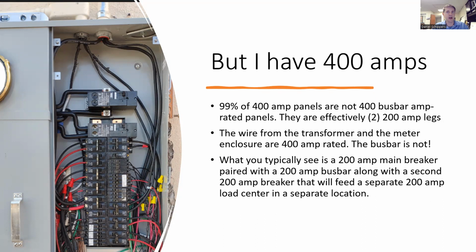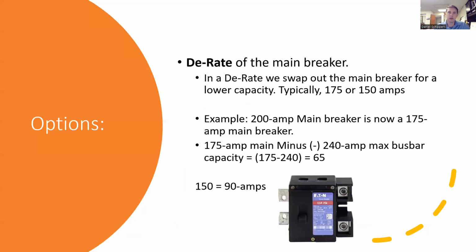However, oftentimes when you have these 400 amp services, you also have a larger square footage house, and then you'll need a larger solar system, making the math even harder. The good thing is we do have several options to overcome that. The most common one is a derate.